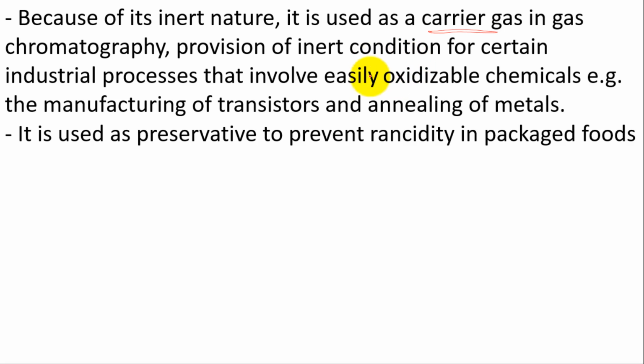We told you that because of the triple bond between the nitrogen atoms, nitrogen is inert, which makes it useful in gas chromatography as a carrier gas. Then there is provision of inert conditions for certain industrial processes that involve easily oxidizable chemicals. Manufacture of transistors, and handling of metals.